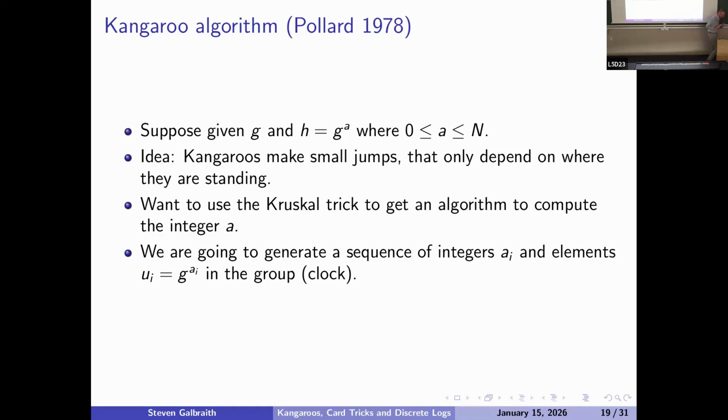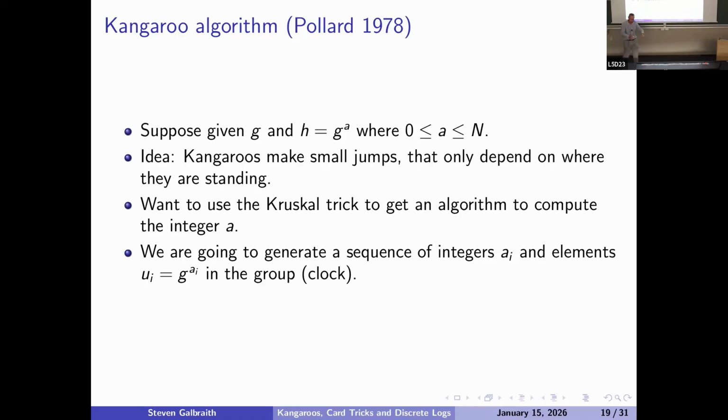That's kind of right. So anyway, it's going to be based on the Kruskal trick. What we're going to be generating is a sequence of things, but we're actually generating two sequences, and it's a little bit confusing. We're generating a sequence of integers a_i and a sequence of group elements, or integers mod p, u_i. And really, the kangaroos are an exponent.